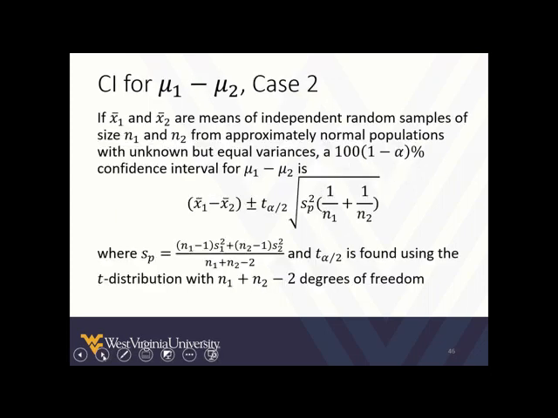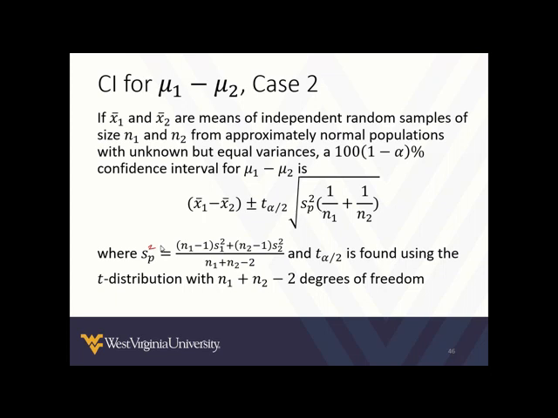In case 2, where our population variances are unknown but assumed to be equal, we do have to make an application of our sample pooled variance statistic. And so our confidence interval will be our point estimate plus or minus t alpha over 2 multiplied by the square root of our pooled variance multiplied by the quantity of 1 over n1 plus 1 over n2. We have established earlier what our pooled variance statistic is.